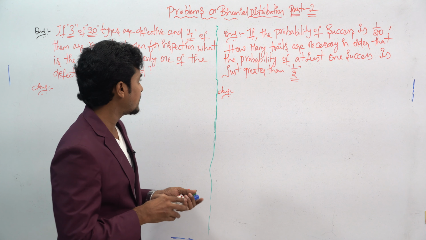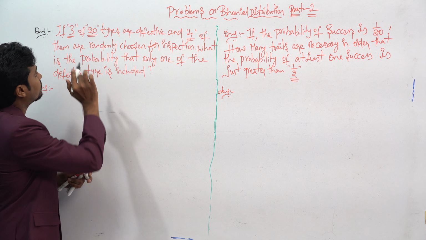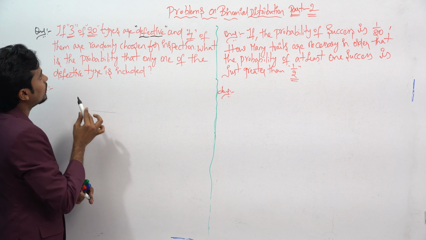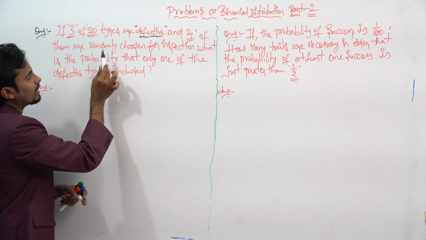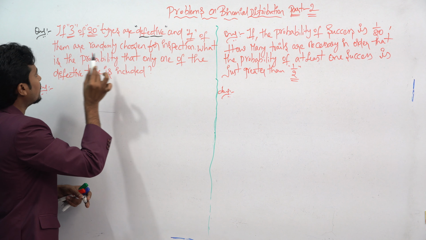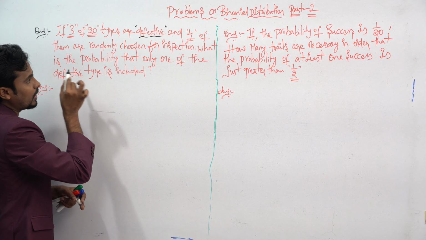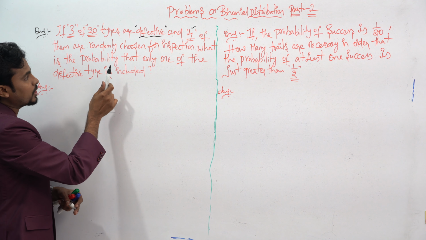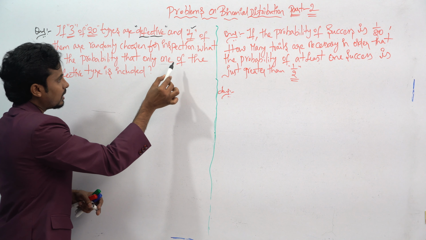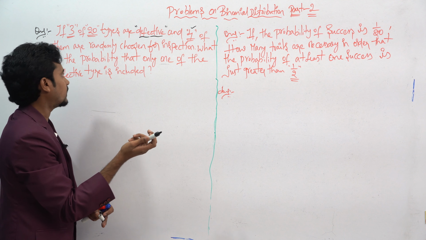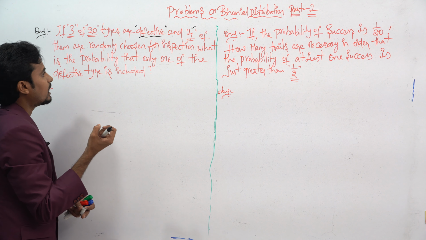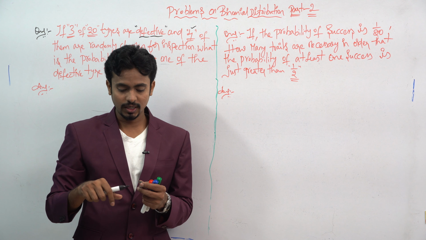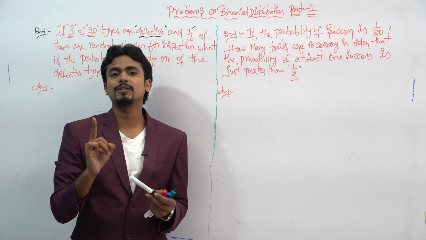Let's see. If 3 of 20 tires are defective and 4 of them are randomly chosen for an inspection, how many are taken? They will be chosen for random inspection. That will be the 4. What is the probability that only one of the defective tires is included? That's our target. If you choose a random 4 tires, one tire must be defective.